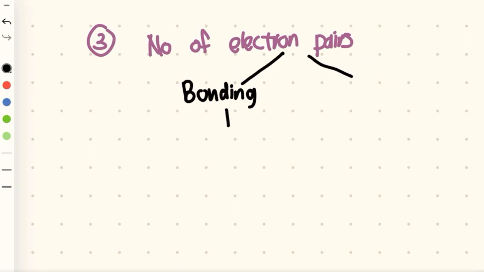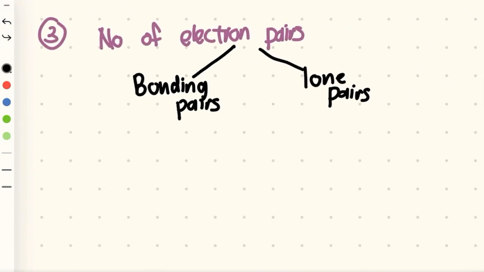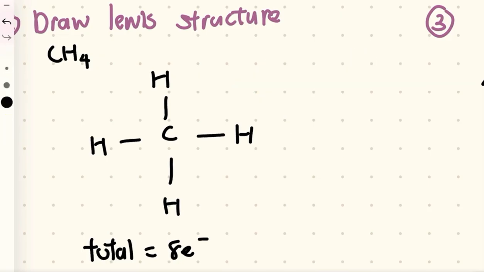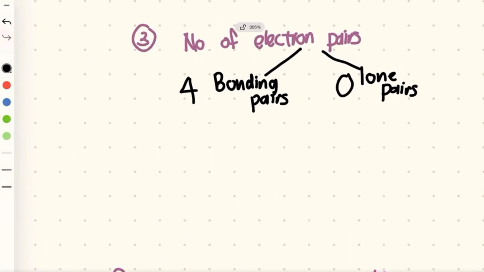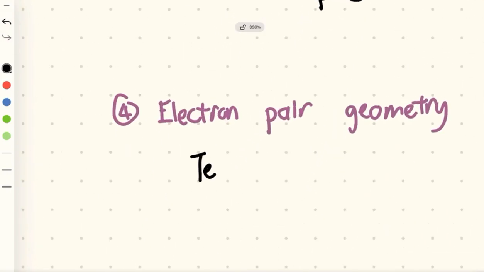Next is to determine the number of electron pairs. There are 2 types, bonding pairs and lone pairs. So we refer to the Lewis diagram. There are 4 bonding pairs, so we write 4. And there are no lone pairs. A lone pair will look like as shown in the video, which is 2 dots. That is a lone pair. And since there are none in this Lewis structure, we'll just write 0 in the front. In total there are 4 bonding pairs, which makes the electron pair geometry tetrahedral.